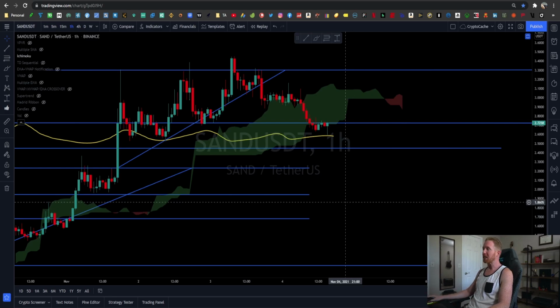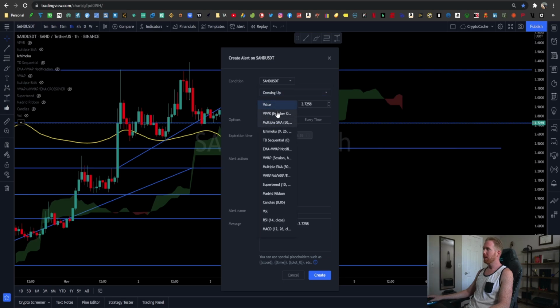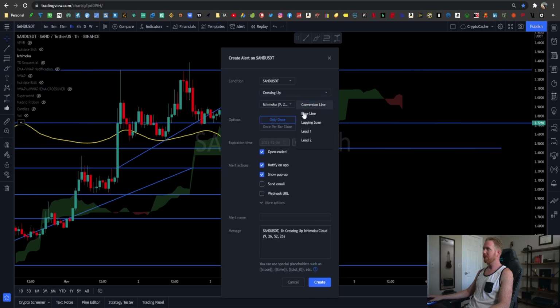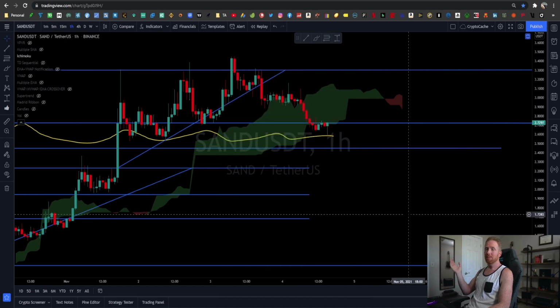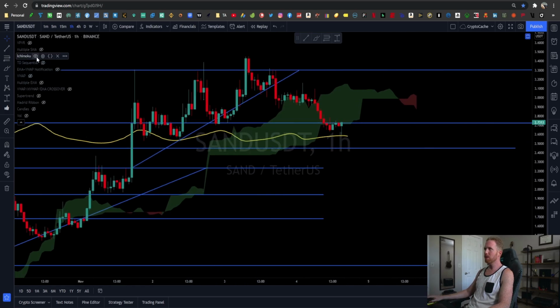Okay, so maybe you can set an alert, and what you do is you go to your alert, crossing up, and then you choose Ichimoku Cloud, and you choose, I think, Lead 2. Then you go ahead and create, and you're ready to go. As soon as the price comes up over the cloud, you get that notification. All right, so just something to consider, something to think about.